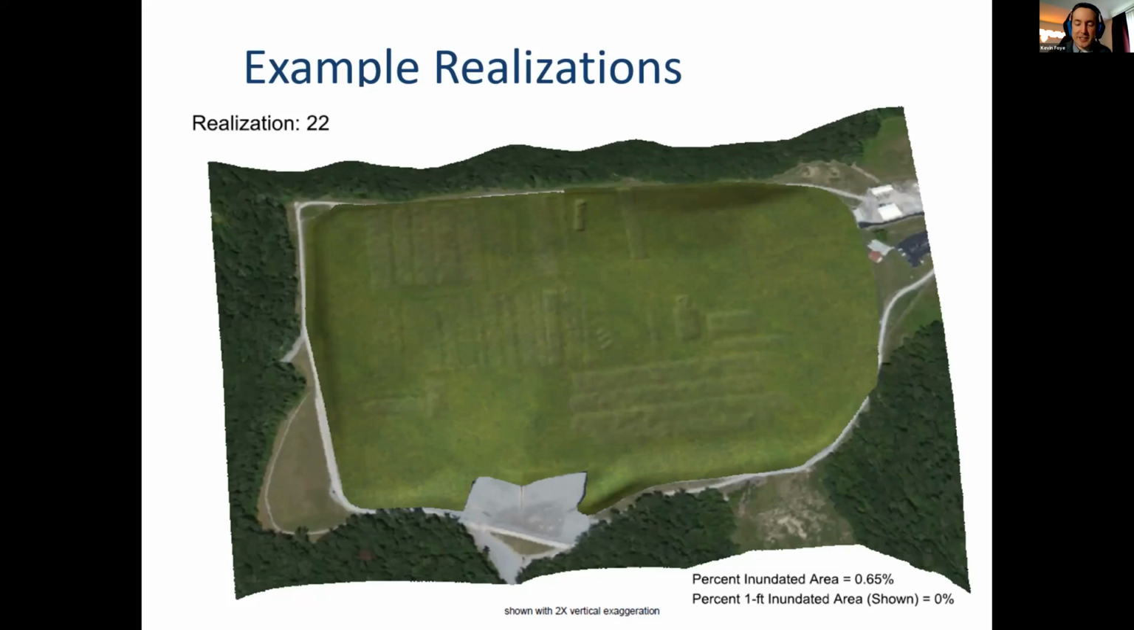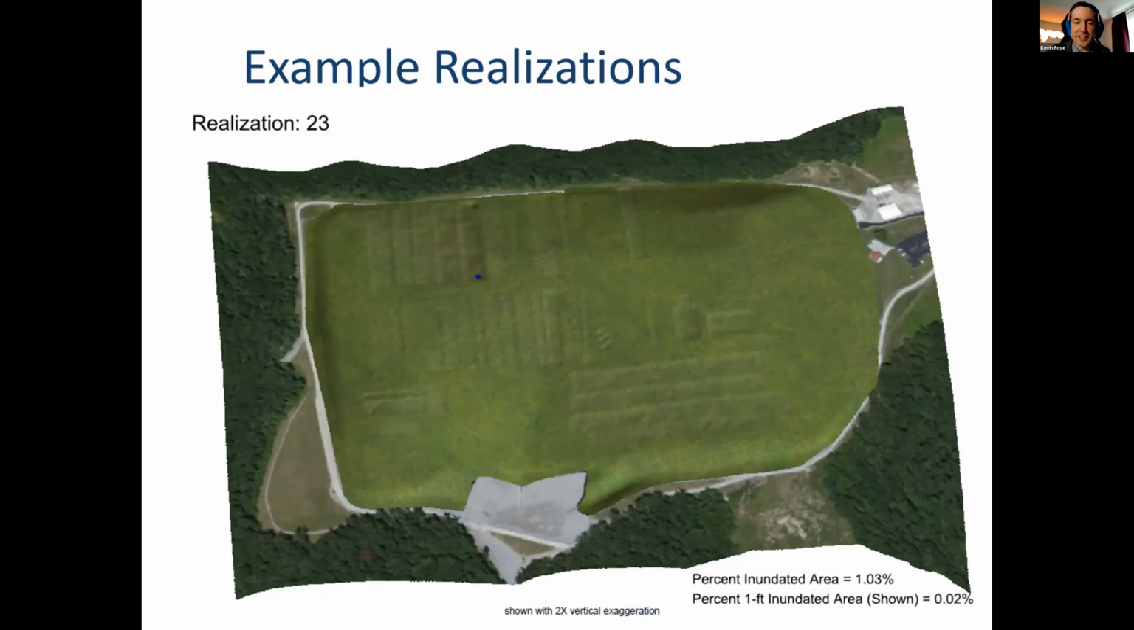That is something that our stochastic model is able to do, and that's why it's important that we do this in a probabilistic framework, because if you just sit down and take the average case, you wouldn't see these craters, and it's really those craters that create the possibility for ponded water.